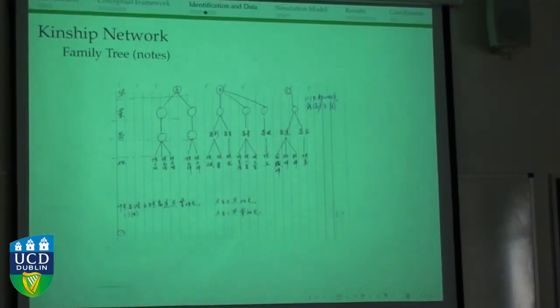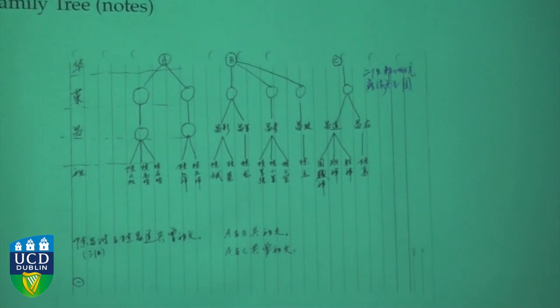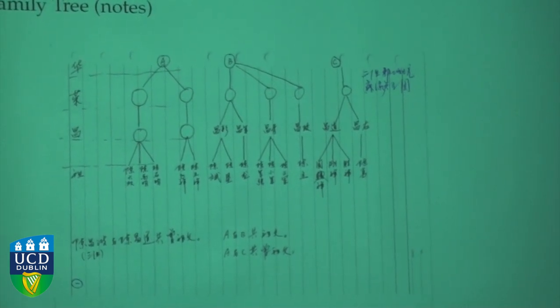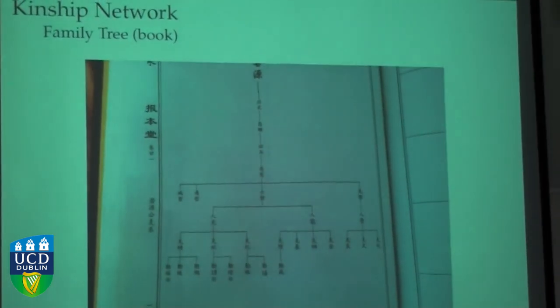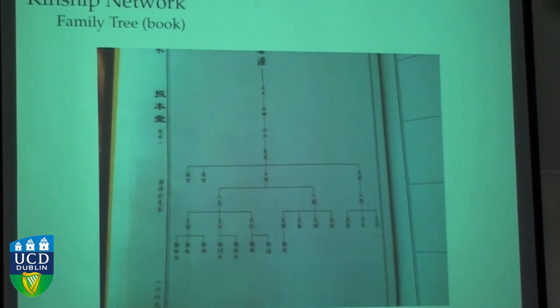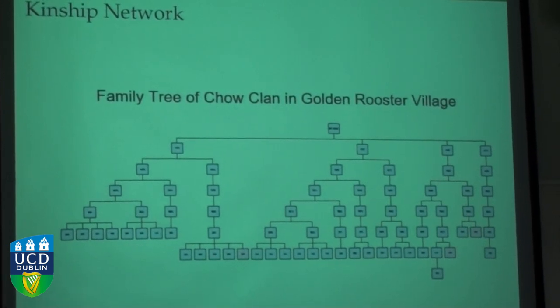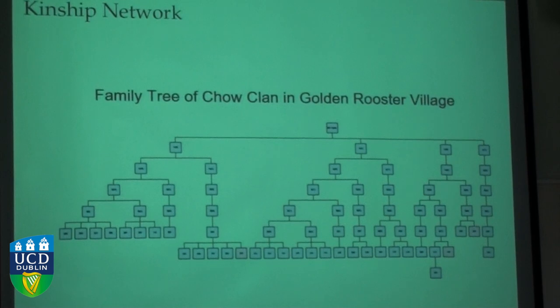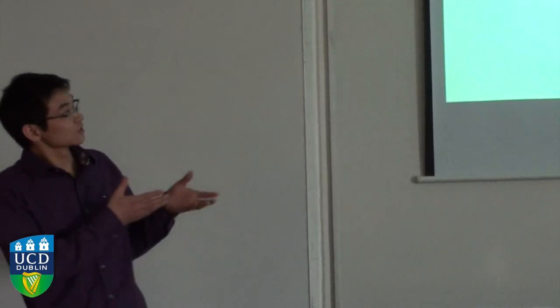So here I just show you some pictures. This is a family tree from a family, from when I did the survey in this village. I tried to include all the households in this family tree, and for some of the big families, big clans, they have a book that records all the relationships. Then I can use this information, code them into family trees, and then use the software we developed to calculate the kinship weights, to translate these family trees into adjacency matrices.